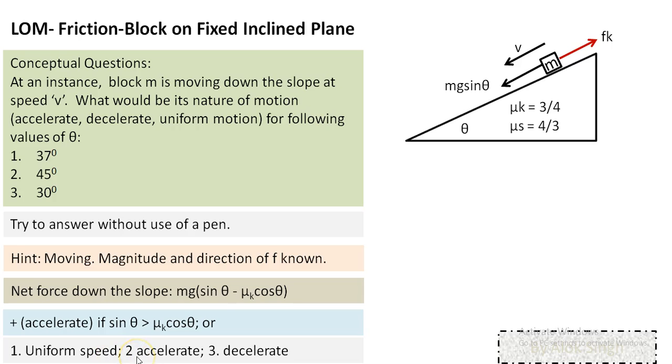Second case, when theta is equal to 45 degrees, the tangent of theta will be 1, which is greater than mu k. Hence, it will accelerate. The downward force will be greater than kinetic friction. Third case, theta is equal to 30 degrees. The tangent of theta will be smaller than the coefficient of kinetic friction, 3 by 4. Hence, it will slow down or decelerate. It will suffer retardation.